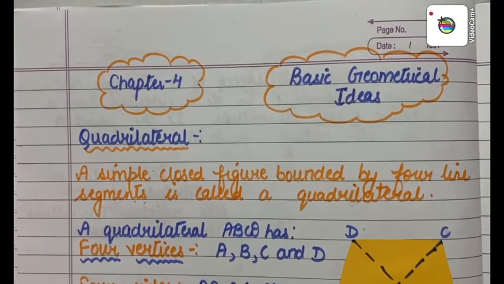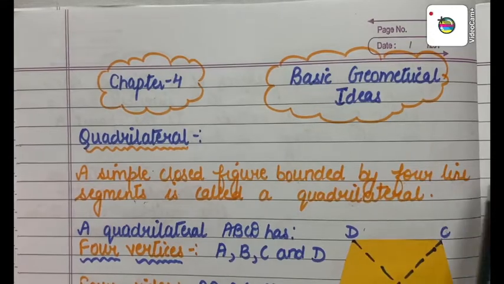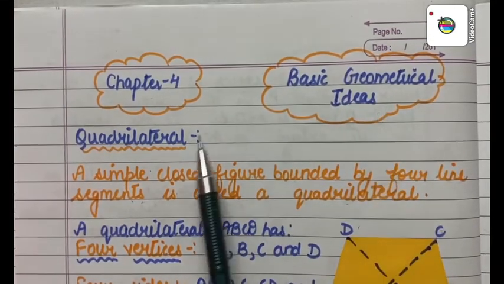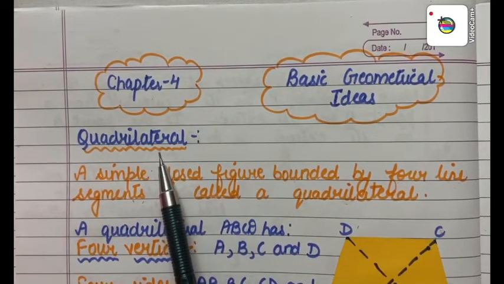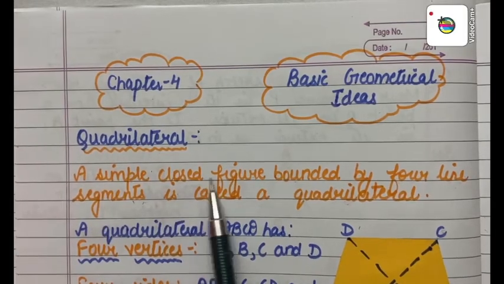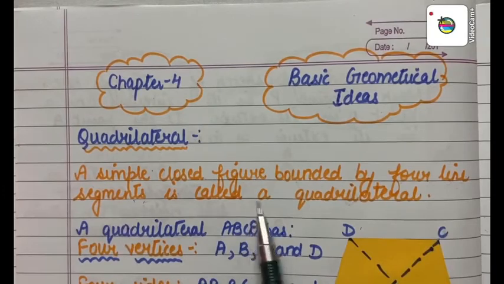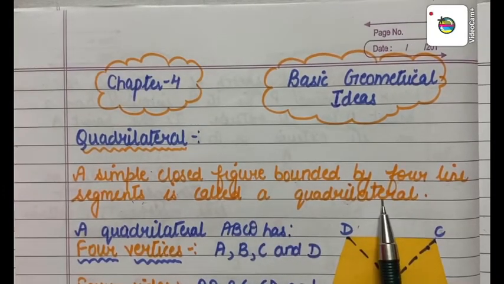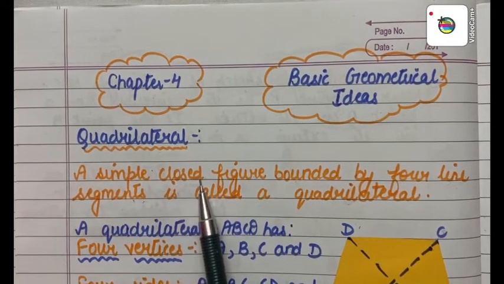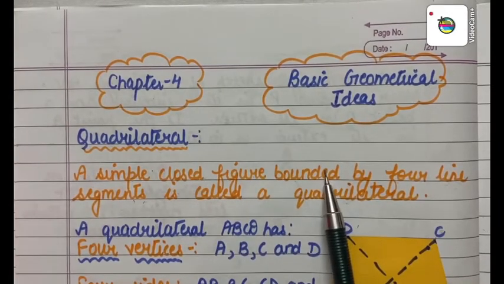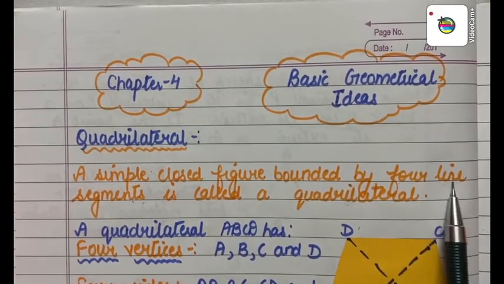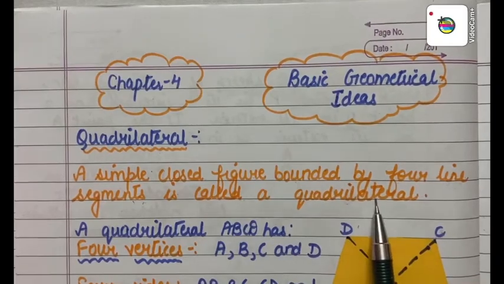Today we are going to continue our chapter number 4, that is basic geometrical ideas, and we are going to do one interesting topic, that is quadrilateral. A simple closed figure bounded by 4 line segments is called a quadrilateral. That means a simple closed figure made up of how many line segments? 4 line segments is called a quadrilateral.